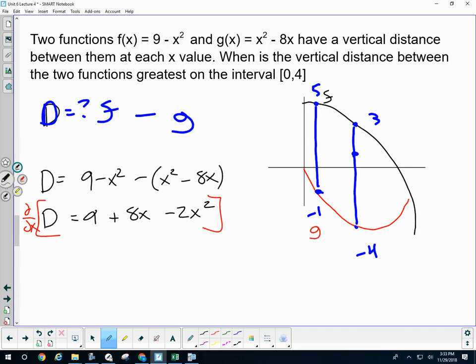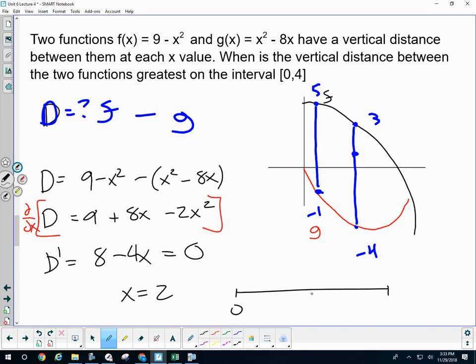Now you're probably thinking, oh, what's going on over here? It doesn't matter. D prime, whatever. 8 minus 4x, set it equal to 0. X is 2. Check. Between 0 and 4 at 2. Let's see. 1 positive, 3 negative. D prime changes from positive to negative. This must be the location of our max when x is 2.